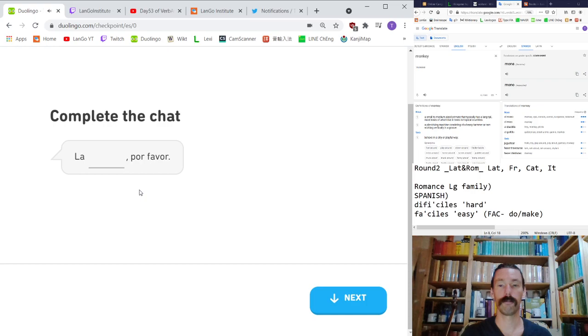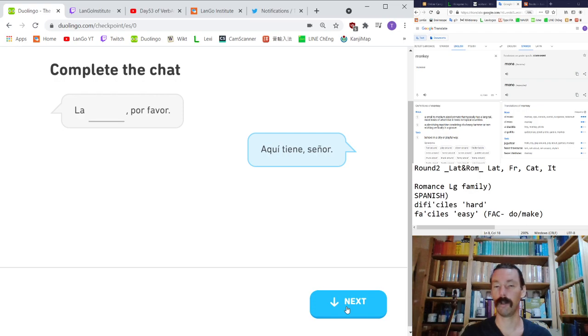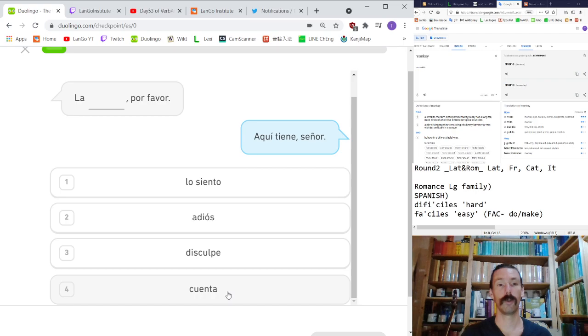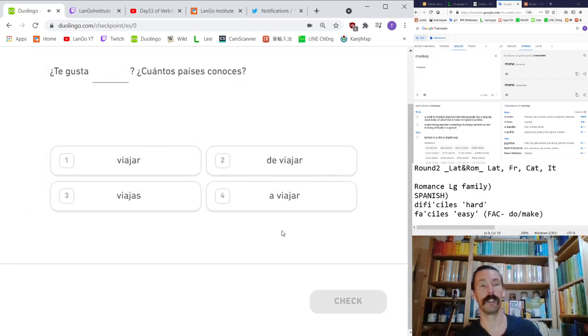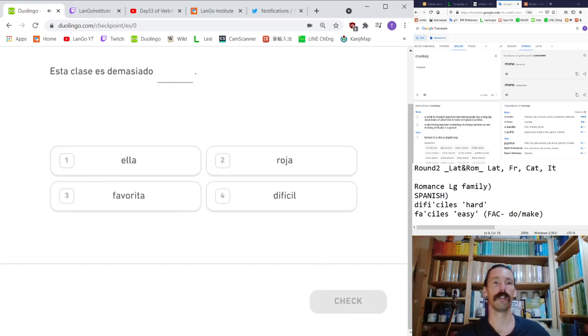Complete the chat. La something, por favor. Aquí tiene, señor. Here you have it, sir. La cuenta, por favor. These other things make no sense. It's got to be a feminine noun because of the la. ¿Te gusta? It's going to be an infinitive. ¿Cuántos países conoces? How many countries do you know? Viajar makes sense there. Do you like to travel? No me gusta de, but just te gusta viajar. Esta clase, feminine, but this noun stem doesn't show it. Esta es demasiado, is more. Okay. Difícil makes sense, and this noun also does not distinguish masculine and feminine.